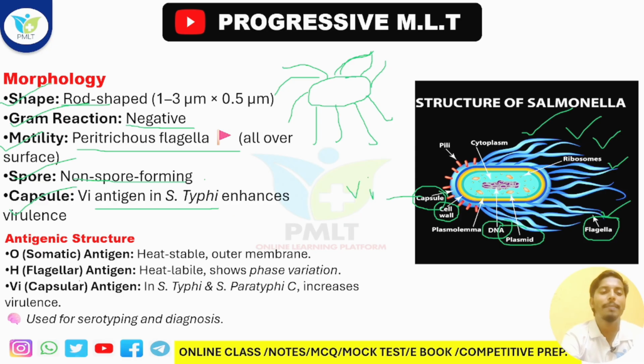Understood? Now I am coming to the antigenic structure. There are basically three types of antigen. First one is the O antigen, that is the somatic antigen, which we all know is basically present outside of the cell membrane.